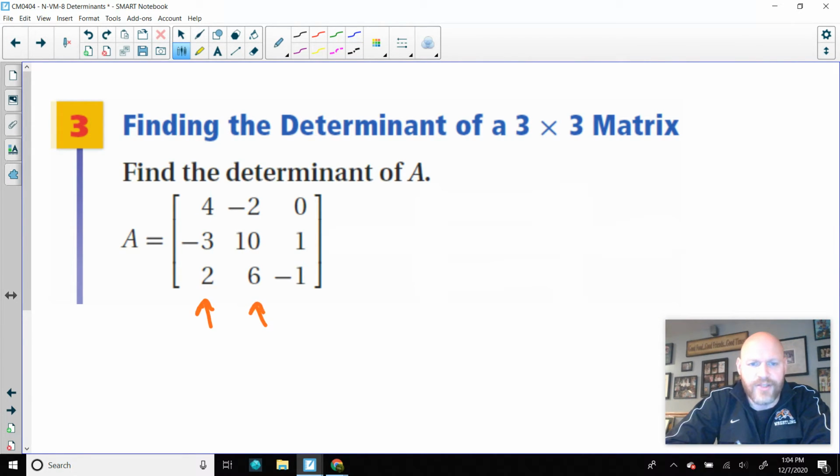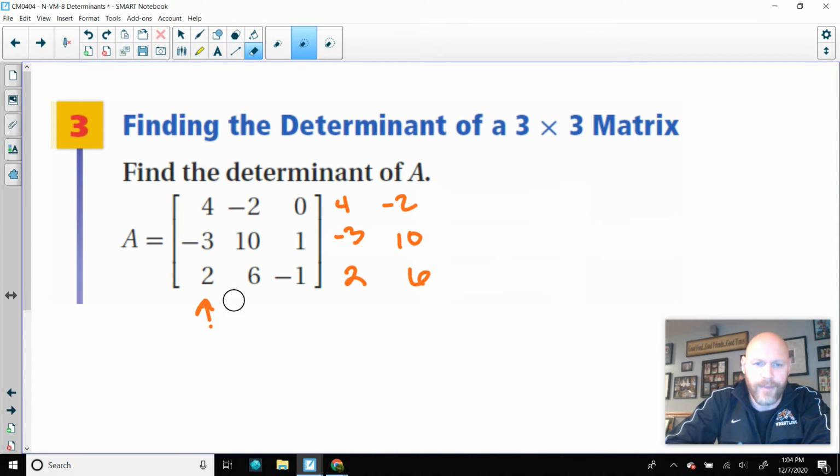We're going to grab these 2 rows and repeat them. So I'm going to write a 4, a -3, and a 2. And then I grab the next row, -2, 10, and 6. And I just repeat those numbers like that. As a result, now I have enough numbers where I can grab all the numbers from the diagonal.